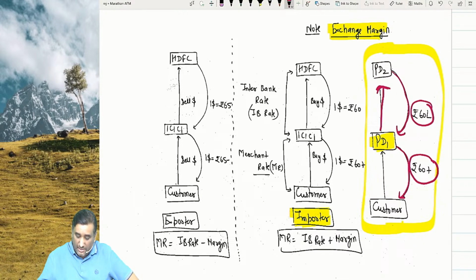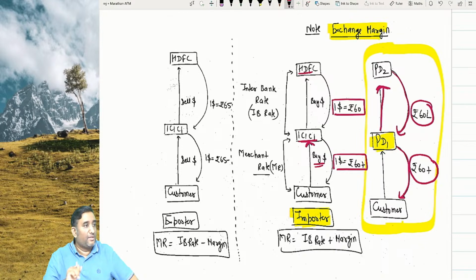It's the importer case. Now the importer customer went to buy dollars from ICICI Bank. ICICI Bank confirmed the rate from HDFC. HDFC gave the rate to ICICI at $1.60. ICICI will give you $1.60 plus. Sir, we will go directly to HDFC. If you go directly to HDFC, you'll go to some other bank. So there is a relationship between you and me, me and the bank. Between you and me is known as the merchant rate.